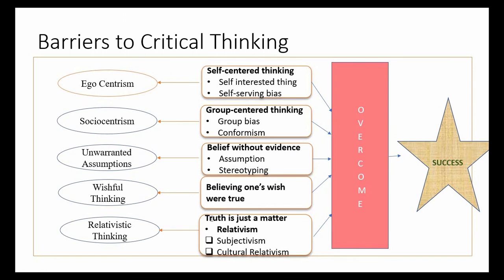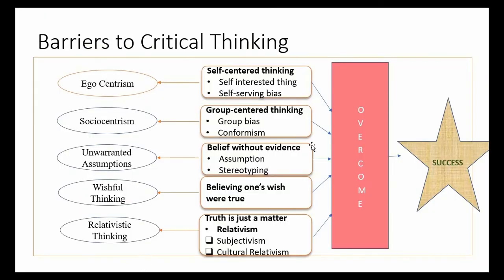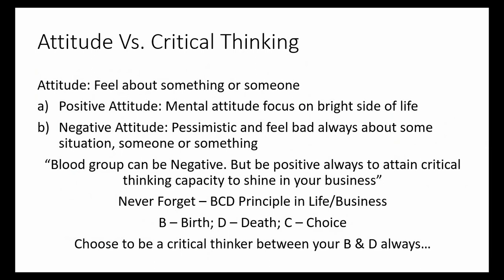So all these barriers, if an entrepreneur is overcoming with the help of critical thinking, he can attain success. Critical thinking, as I told you, is a positive way. There are some negative ways which we discussed in the previous slide. All the negativity should be avoided. If they avoid these things, ultimately they can attain success in their business. And the next slide is attitude versus critical thinking.